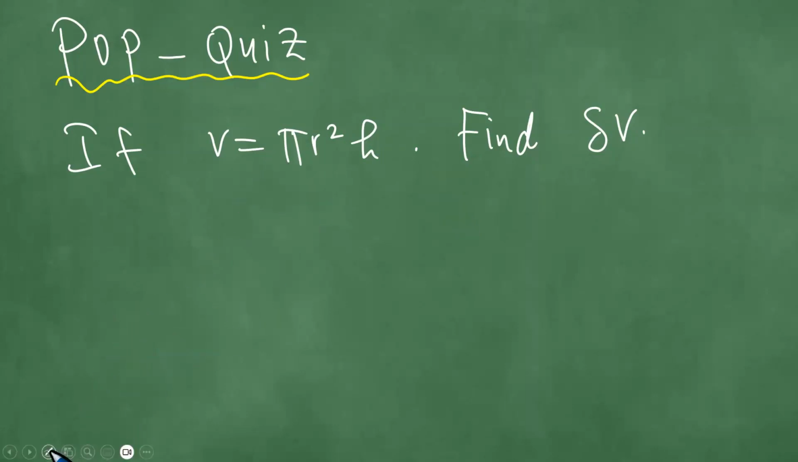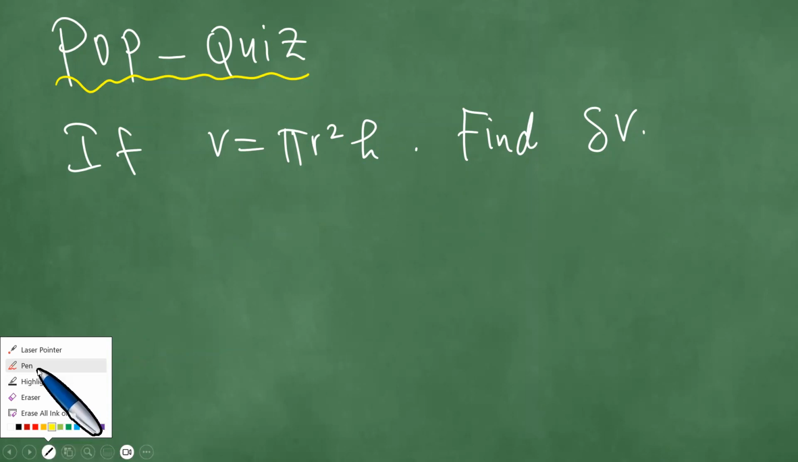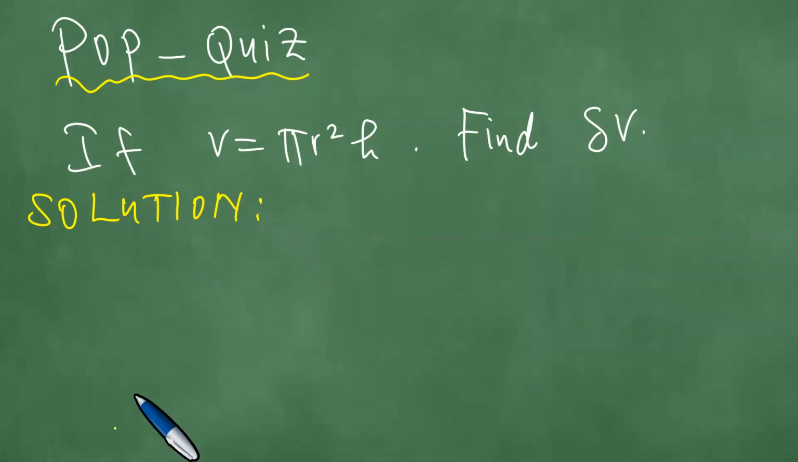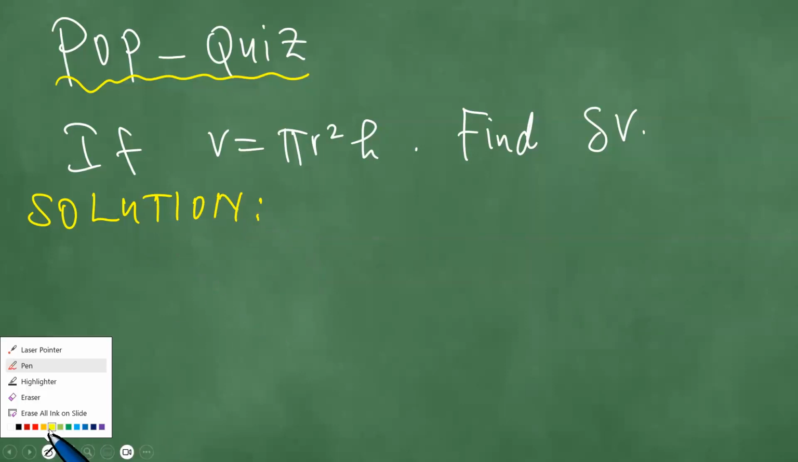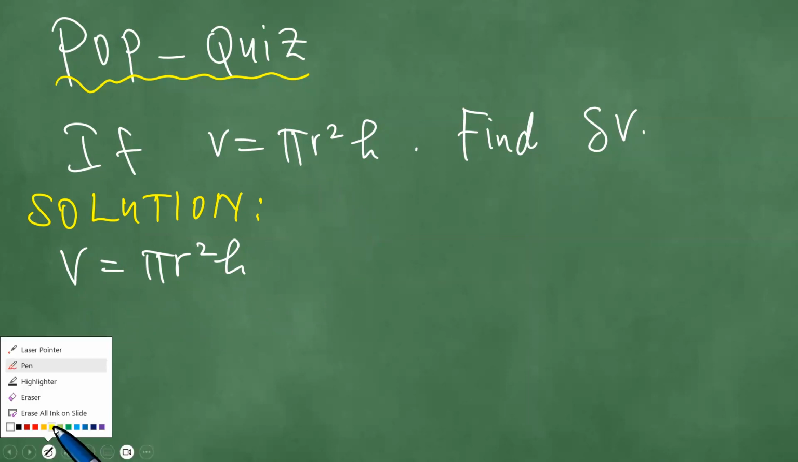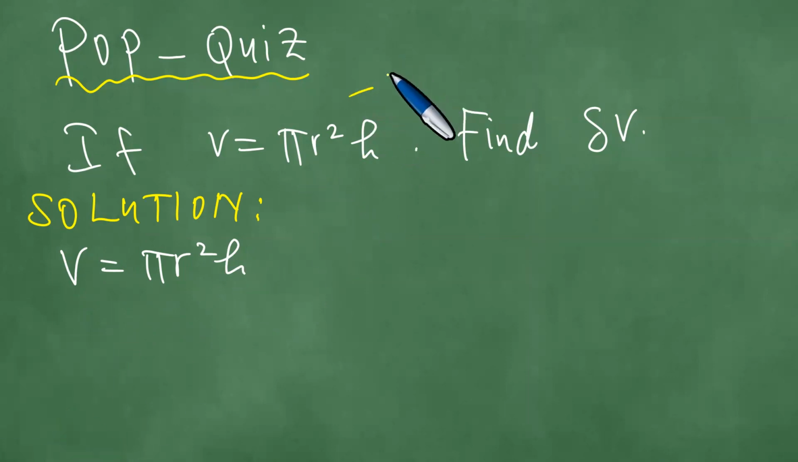Here's the solution to this. If you have V equals pi r squared h, this is the volume. So this becomes what you call the volume of a cylinder.